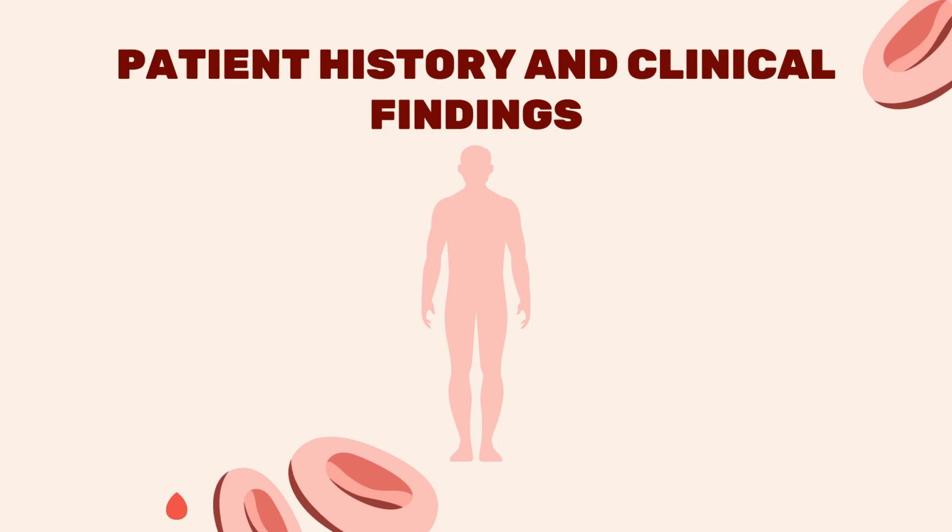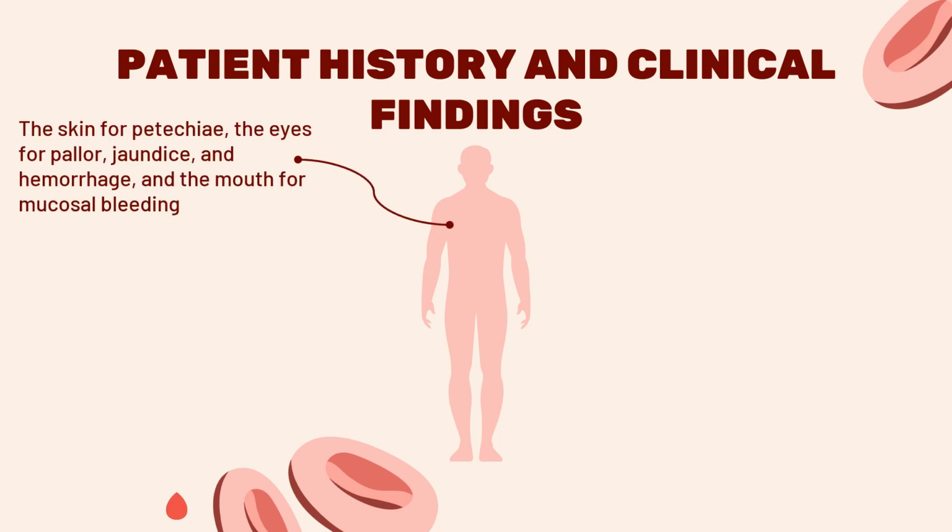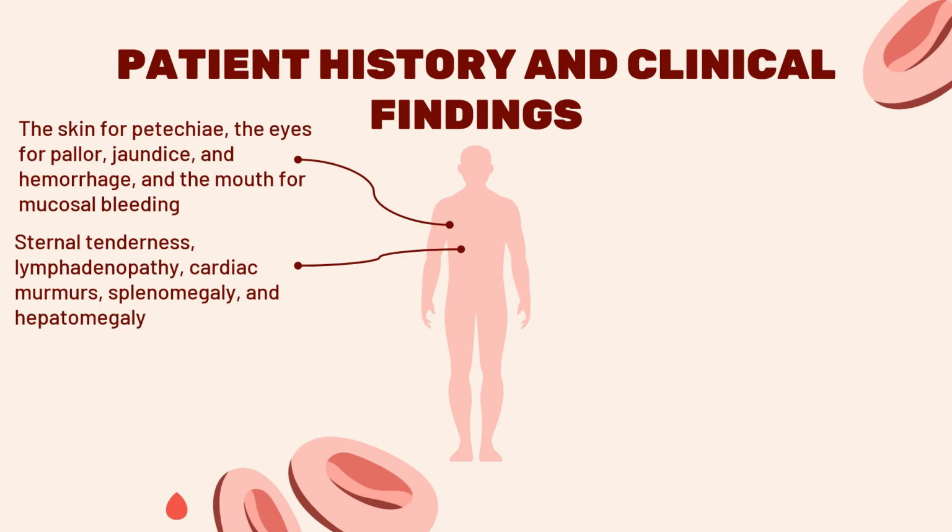Certain features must be closely evaluated during the physical examination to provide clues to hematologic disorders, such as the skin for petechiae, the eyes for pallor, jaundice, and hemorrhage, and the mouth for mucosal bleeding. The examination should also check for sternal tenderness, lymphadenopathy, cardiac murmurs, splenomegaly, and hepatomegaly.